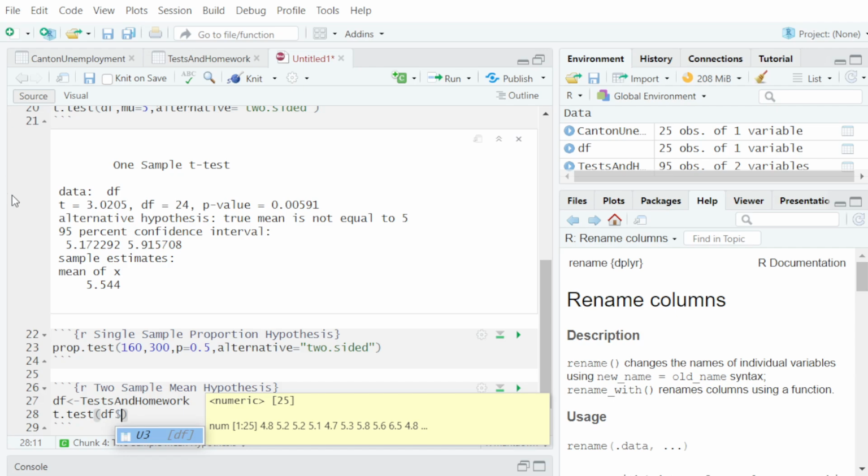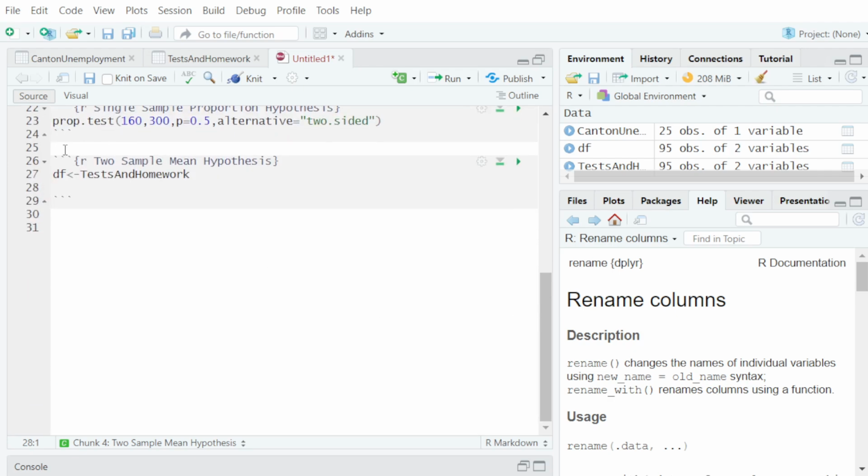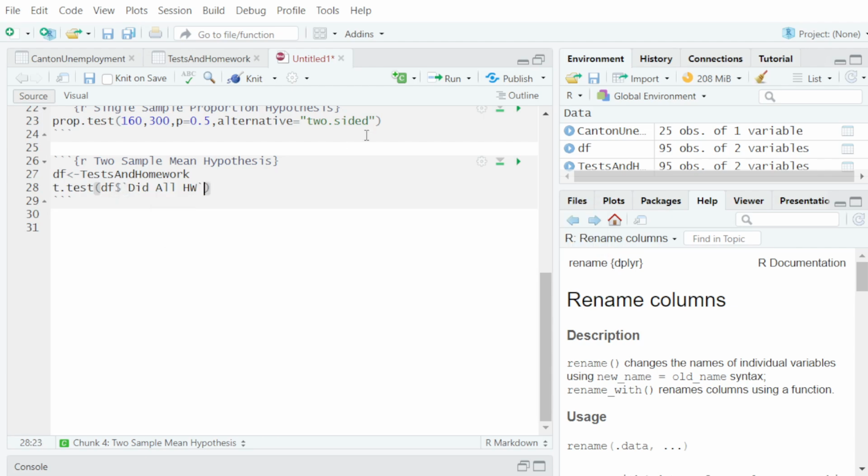So what I'm actually going to do, well, let me do this first, just so that I get the right options here. I'm going to go ahead and run the chunk before I add t-test to it. And that's just going to change what's in that df data frame. That way, now when I type t.test df, it's giving me the options that I want. Okay, so first, those that did all the homework would be the first set that I'm looking at.